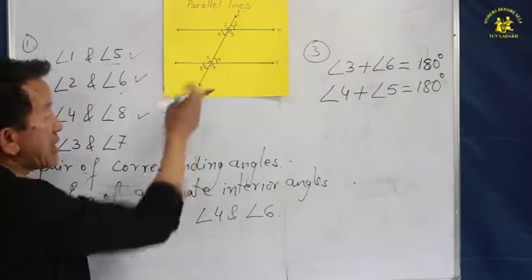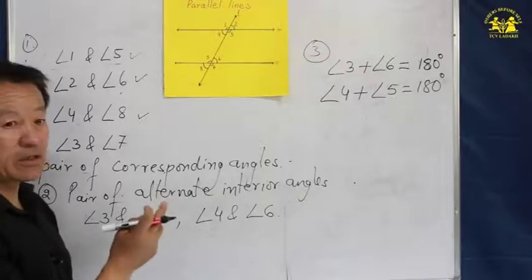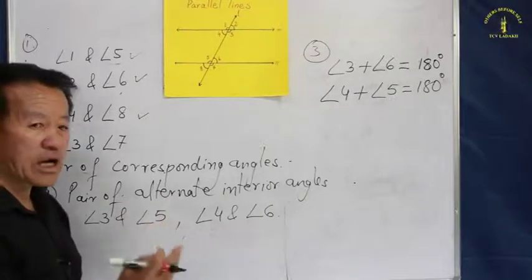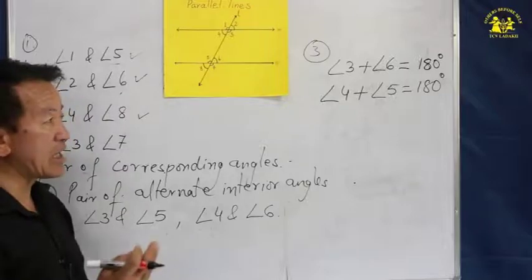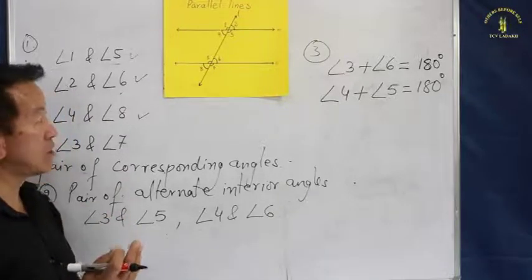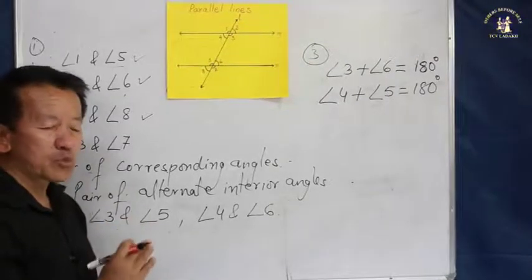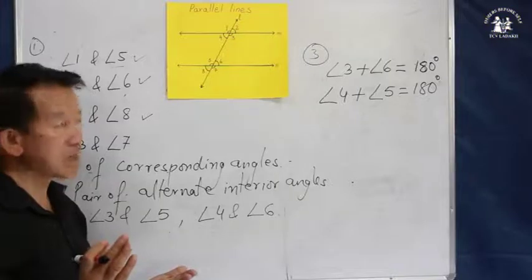So if you look at angle 3 and 6, they are not adjacent angles, but their sum is 180 degrees. Any two angles whose sum is 180 degrees, we call a pair of supplementary angles. And a linear pair is different. In the case of a linear pair, both the angles should be adjacent, a pair of adjacent angles.